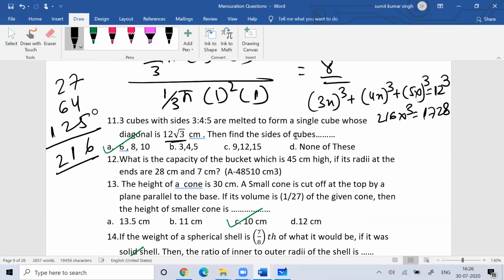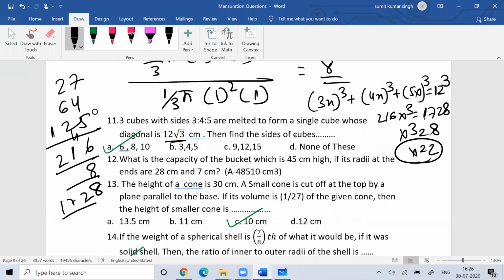Now 6 threes are 18, so this is 216. Then the 6 table for 8 also comes: 216 eights are 1728. Okay, so x cube is 8, so x is equal to 2. We got the x value 2.